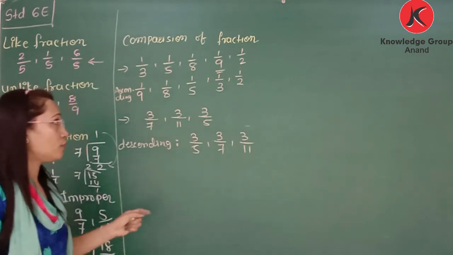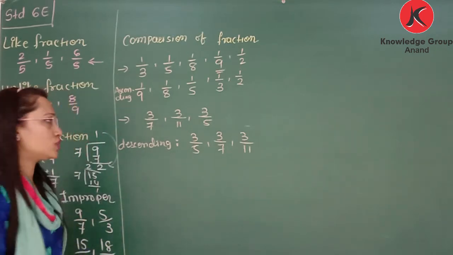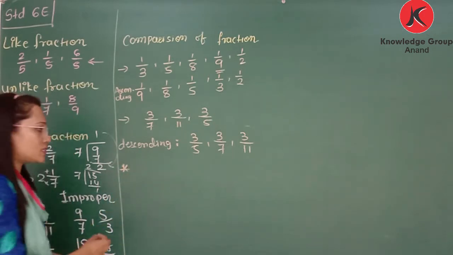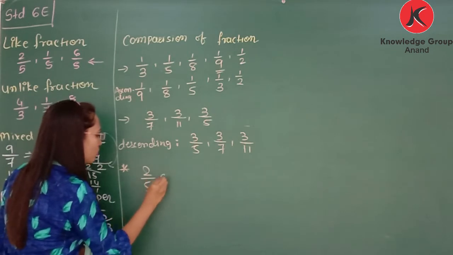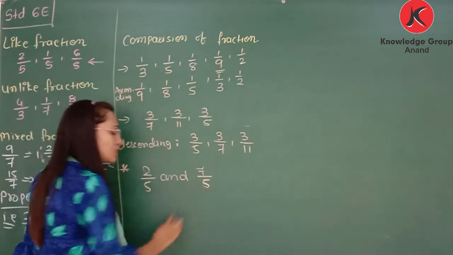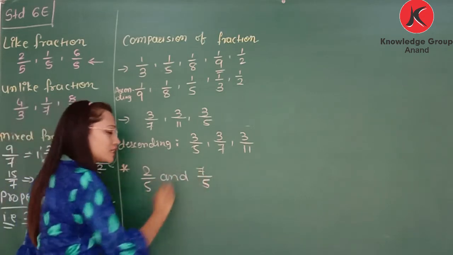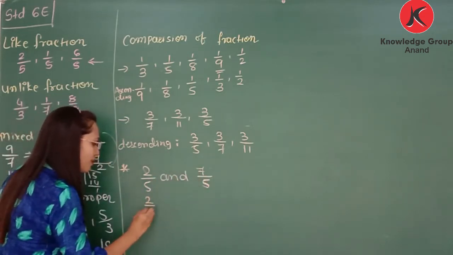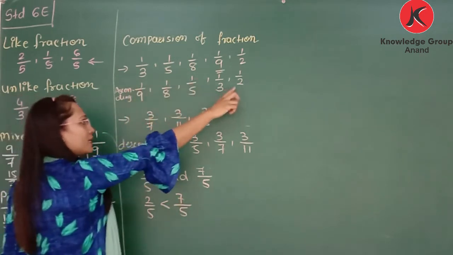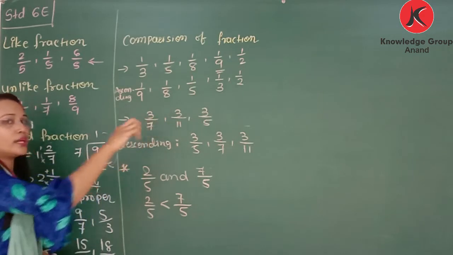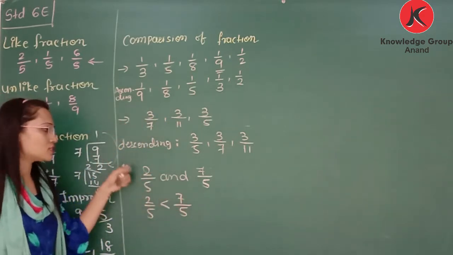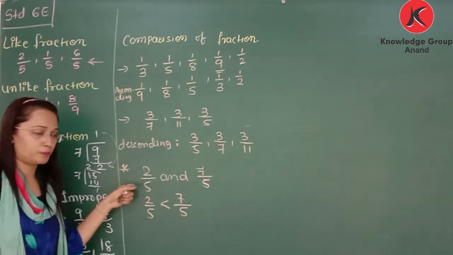Clear? Now the comparison of like fractions, in which the denominator is same, for example 2 by 5 and 7 by 5. So here you can see the denominator is same, so the greater numerator becomes greater. So 2 by 5 is less than 7 by 5. If the numerator is same, then the smallest denominator becomes greater. But if the denominator is same, then the smallest numerator is smaller.